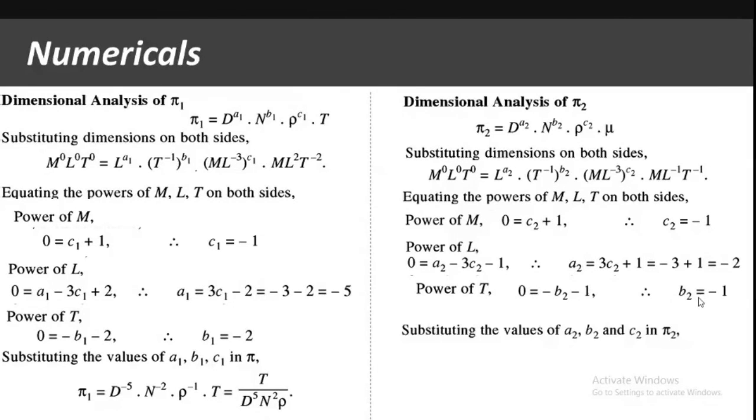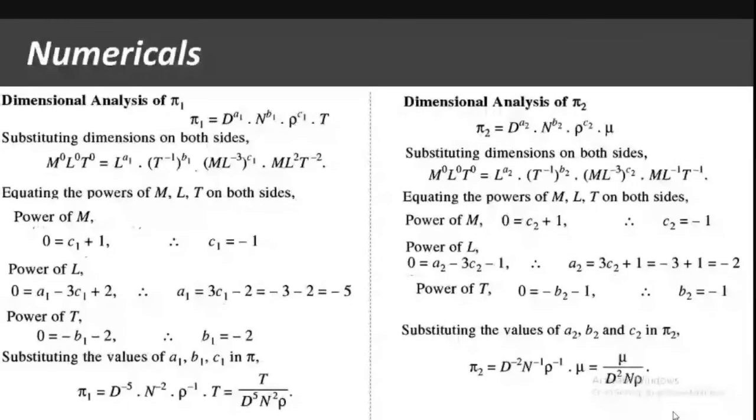Putting these values of a2, b2 and c2 in pi2, pi2 equals d to the power minus 2 n to the power minus 1 rho to the power minus 1 into mu. So it will be mu upon d square n rho. So this is the value of pi1 and pi2. We have calculated pi1 and pi2.